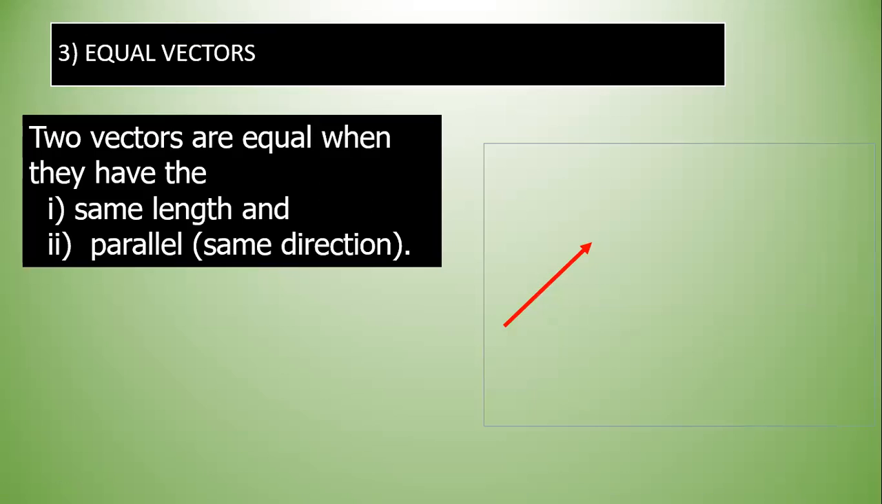Equal vectors. Two vectors are equal when they have the same length and are parallel, that means same direction. A equals B. That's the arrowhead. That's your A, that's your B, same length, same direction. And the end is called the tail.